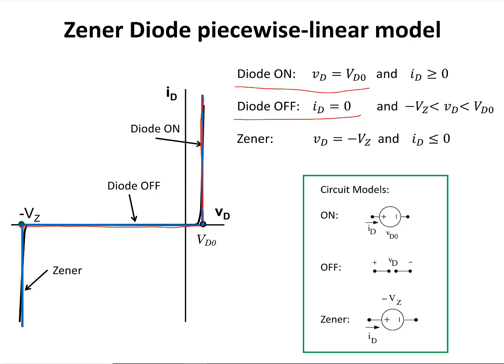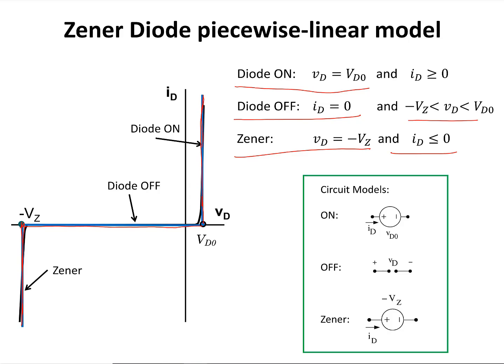This is the equation of this line, and VD is going to be less than VD0 but greater than negative VZ, or the Zener voltage. And there's going to be a third region for the Zener diode that we didn't have in the regular PN junction diodes, that is the Zener region, and we're going to represent it with this line. In the Zener region, VD is equal to negative VZ, or negative Zener voltage, and the diode also conducts in this region, and in this region ID is less than or equal to 0.